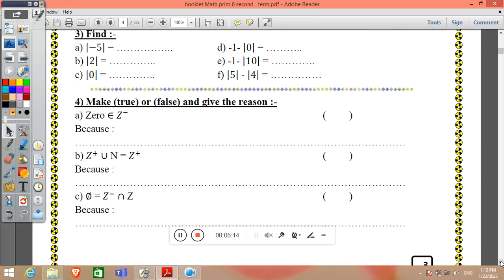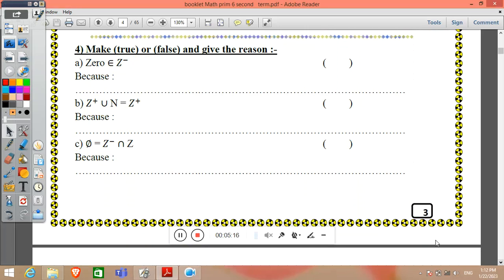True or false? 0 belongs to Z negative. True or false? It's false. Why? Because the 0 is not a positive number and it's not a negative number. Next one. Z positive union natural numbers equals Z positive. Right or wrong? Wrong, because Z positive union natural numbers is the natural numbers, so it's false, because the Z positive doesn't have the 0 and the natural numbers have the 0 in it.